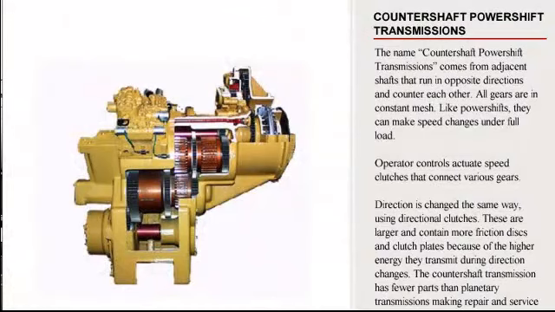The name countershaft power shift transmissions comes from adjacent shafts that run in opposite directions and counter each other. All gears are in constant mesh. Like power shifts, they can make speed changes under full load. Operator controls actuate speed clutches that connect various gears. Direction is changed the same way, using directional clutches.